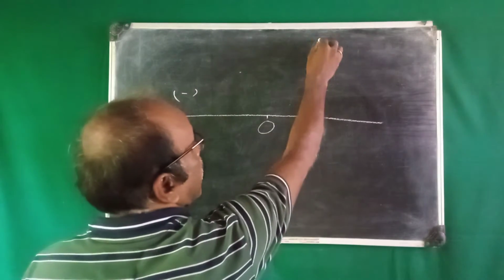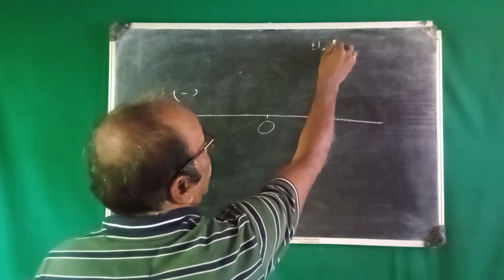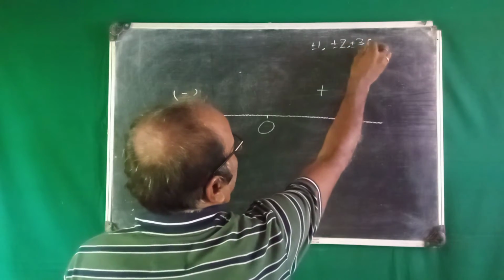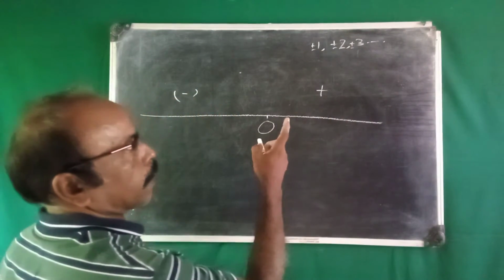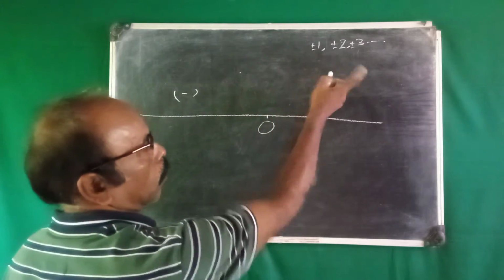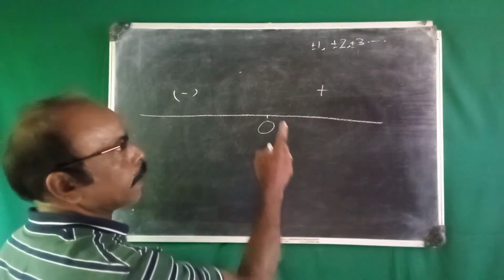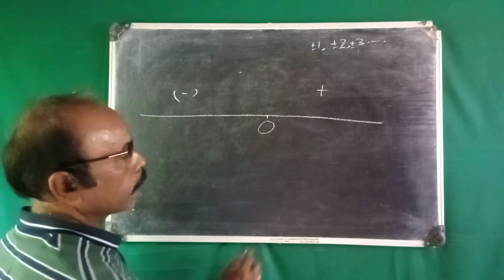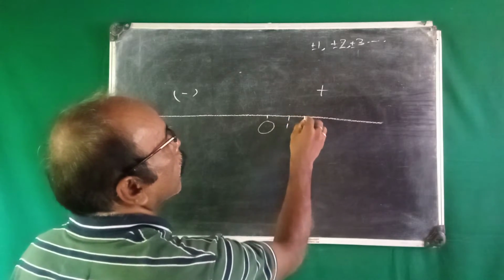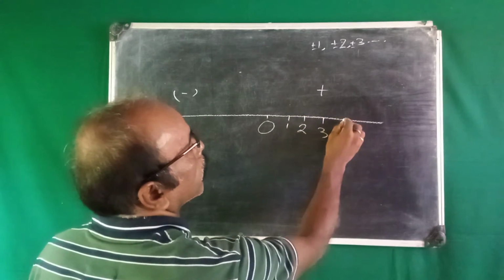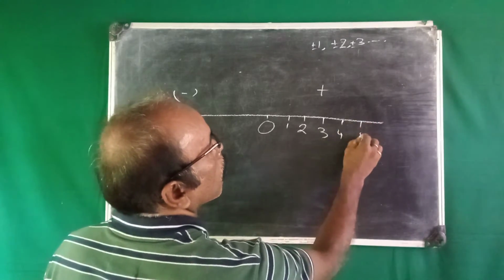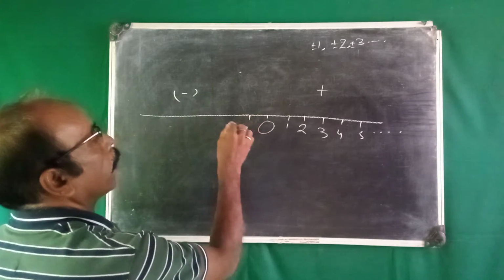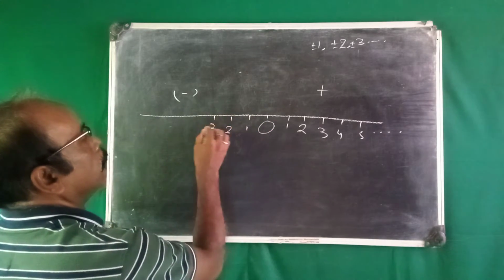As 1, 2, 3, etc. are natural numbers, positive or negative. These numbers we place on the number line easily as 1, 2, 3, 4, 5 and so on. Similarly, on the negative side, 1, 2, 3, 4, etc.